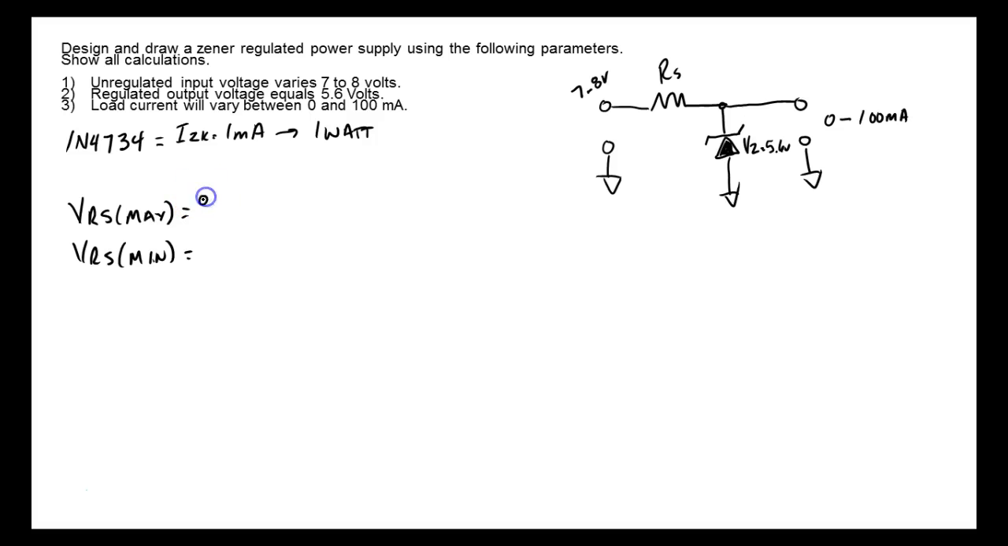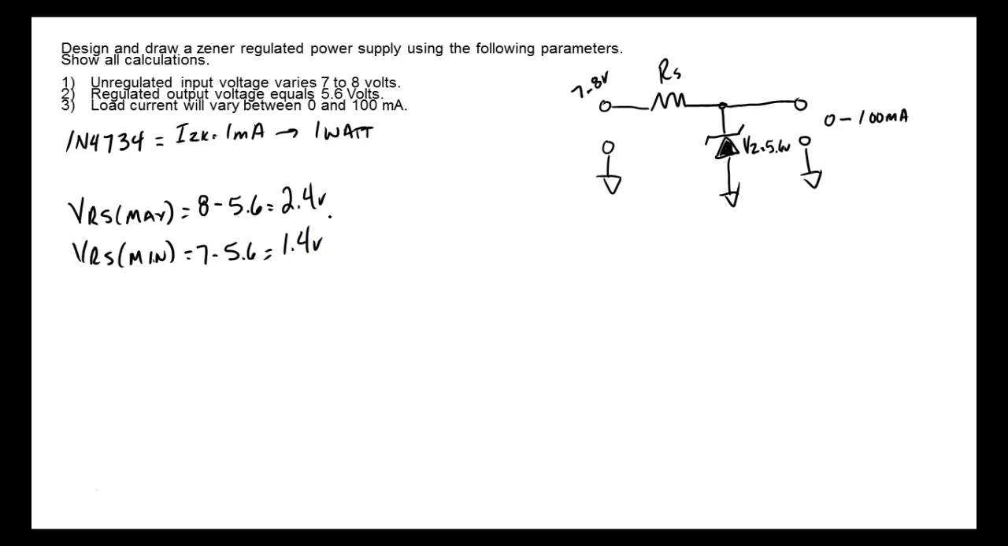Now let's do the 8, which is our input voltage, minus our Zener voltage, 5.6, and that would give me a maximum voltage of what? 4 volts. Our minimum is going to be 7 minus 5.6, and this gives us a minimum of what? 1.4. Okay.